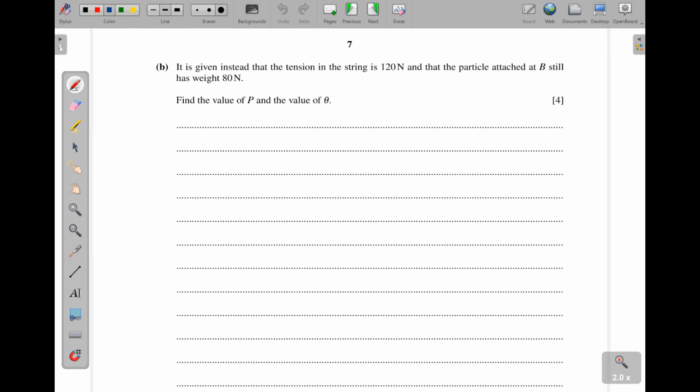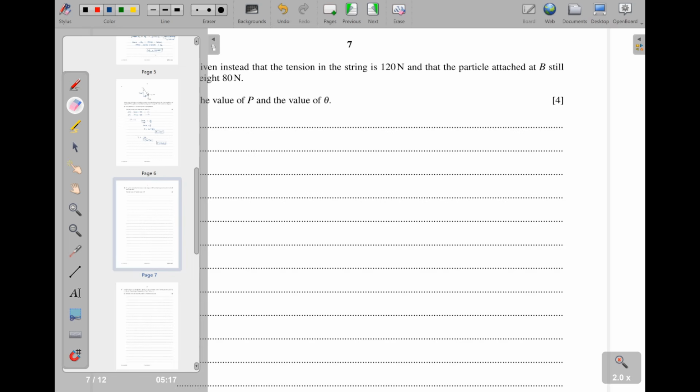Just like that. Part B: it is given instead that the tension in the string is 120 and that the particle attached at B still has a weight of 80 newtons. Find the value of P and the value of theta.